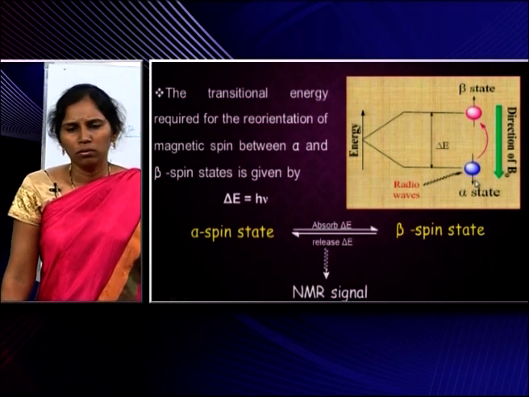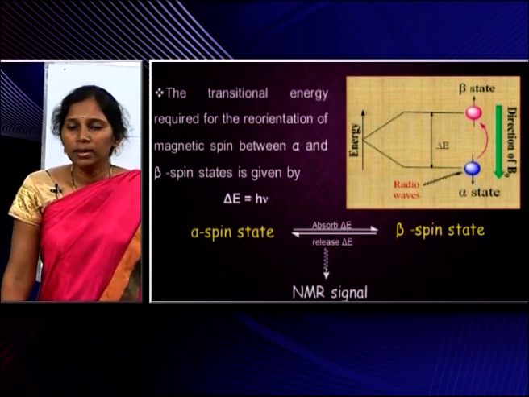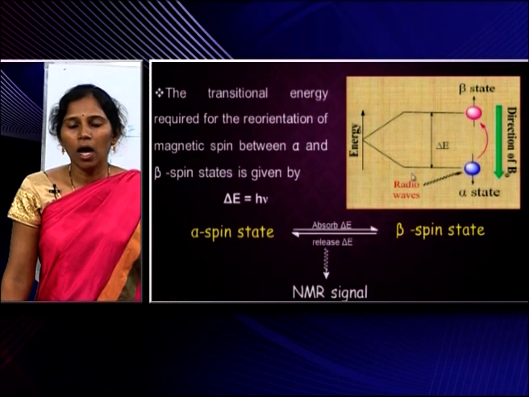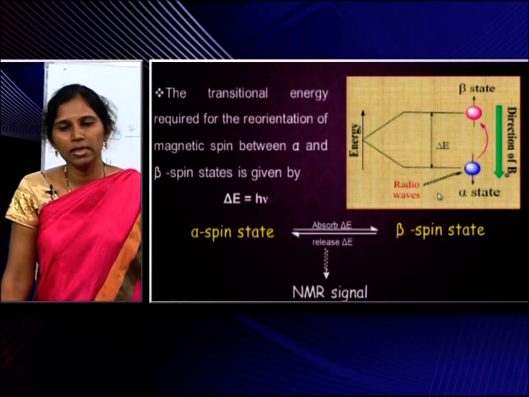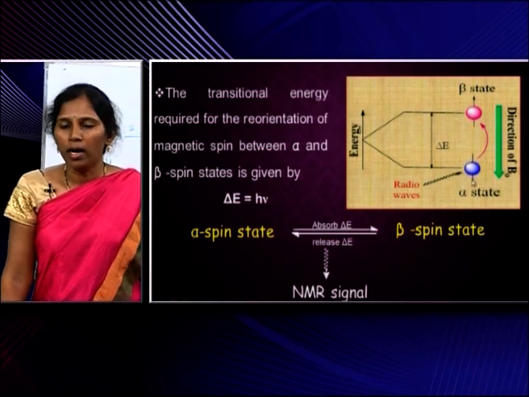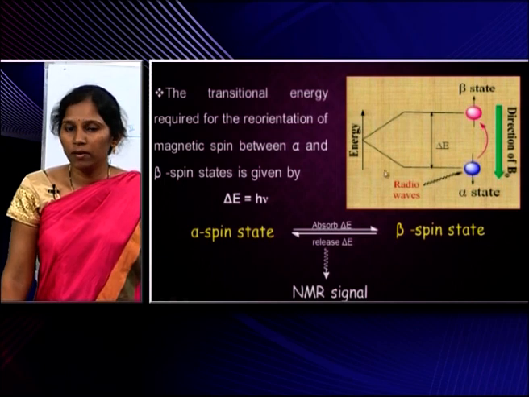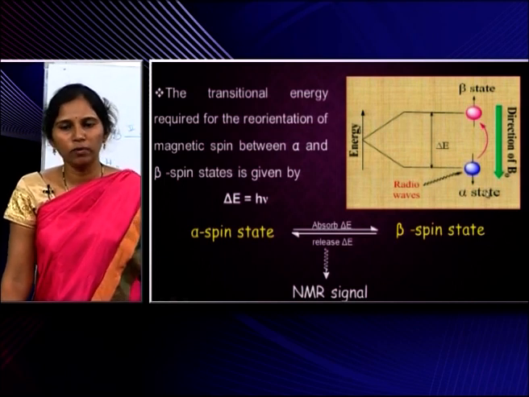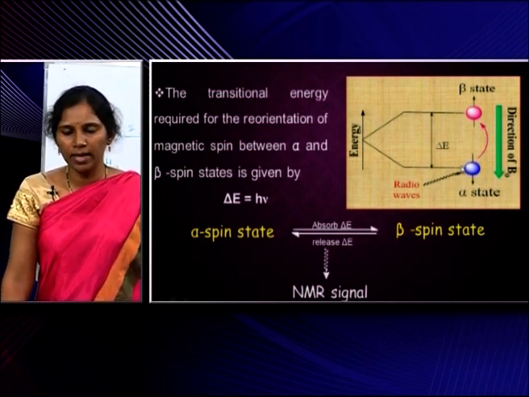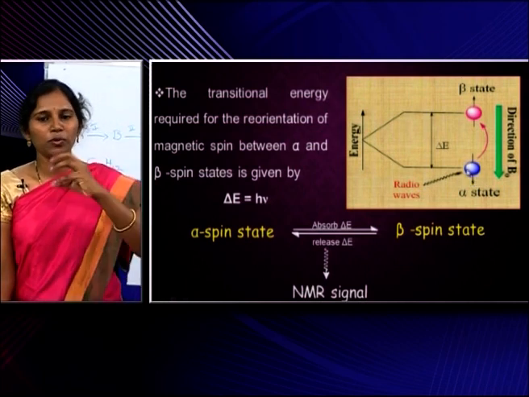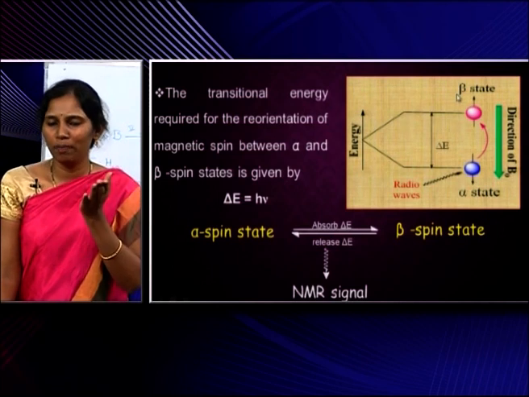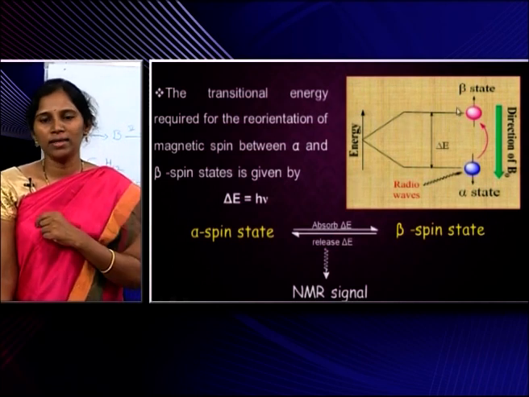Okay, good, no doubt about it. In this situation, when we allow radio waves of variable frequency upon the nucleus, what happens? You know that resonance takes place. When the frequency of radio waves matches with the frequency of the nucleus, resonance takes place. Resonance takes place means absorption of energy, thereby flipping of the spin, going to beta state.